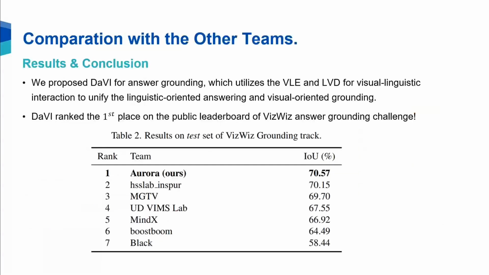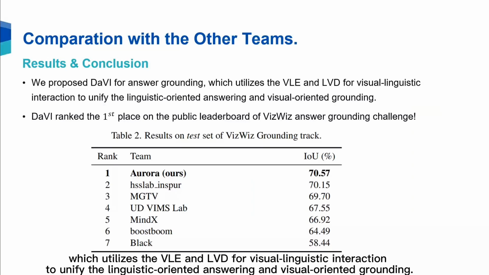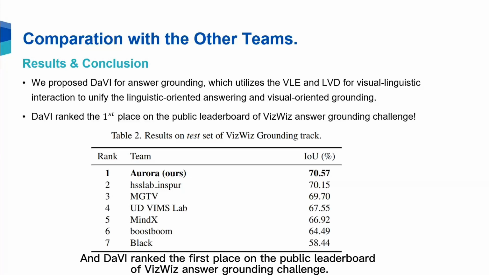To sum up, we proposed DaVI for answer grounding, which utilizes the VLE and LVD for visual-linguistic interaction to unify the linguistic-oriented answering and visual-oriented grounding. And DaVI ranks first place on the public leaderboard of the VizWiz Answer Grounding Challenge.